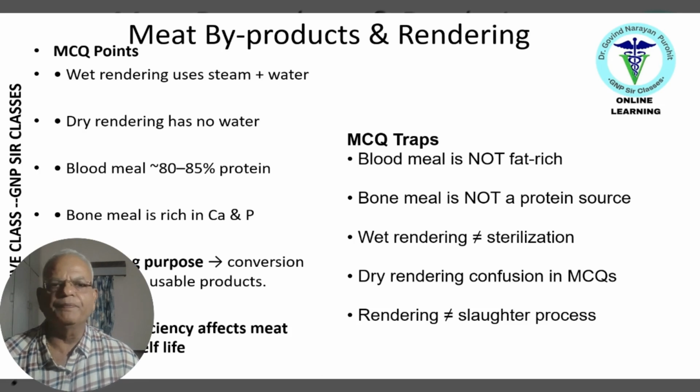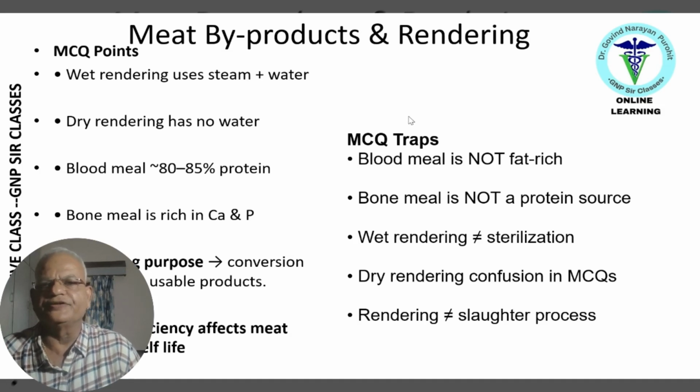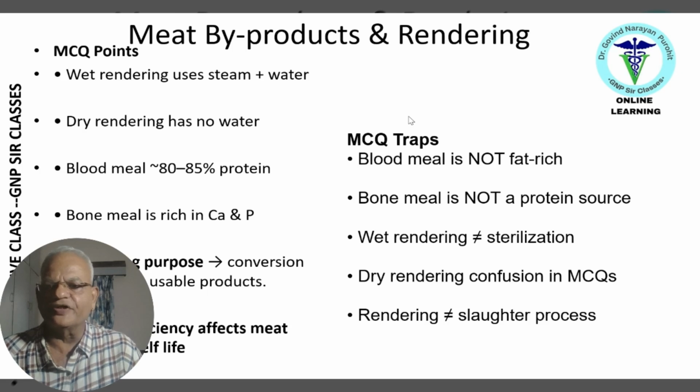Then for meat and byproducts and rendering, these are the MCQ points you must remember. Wet rendering uses steam and water. Dry rendering has no water. Blood meal is 80 to 85% protein. Bone meal is rich in calcium and phosphorus. And the purpose of rendering is conversion of waste into usable products. Bleeding efficiency affects the meat quality and shelf life.